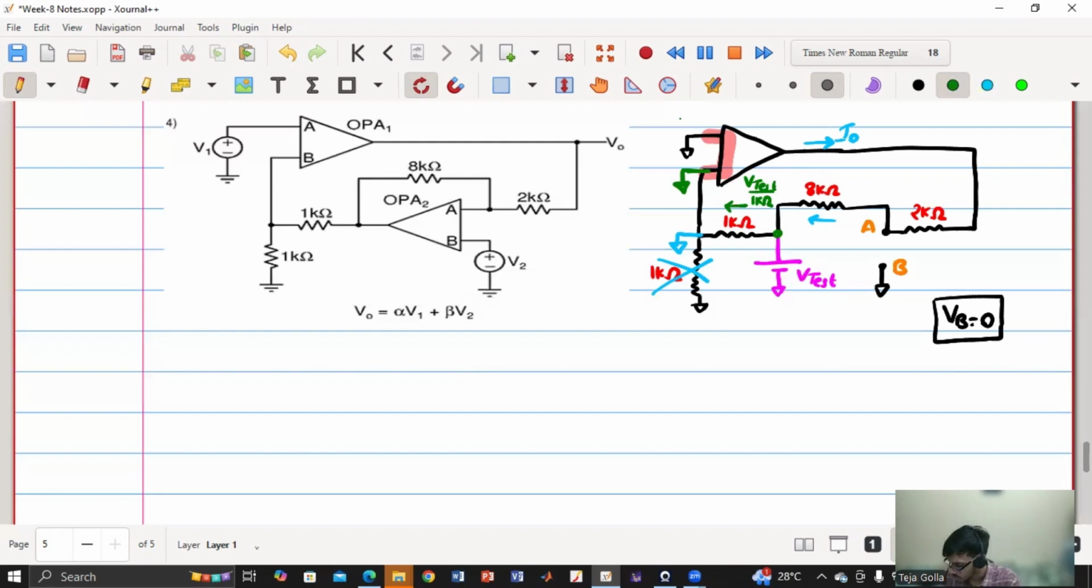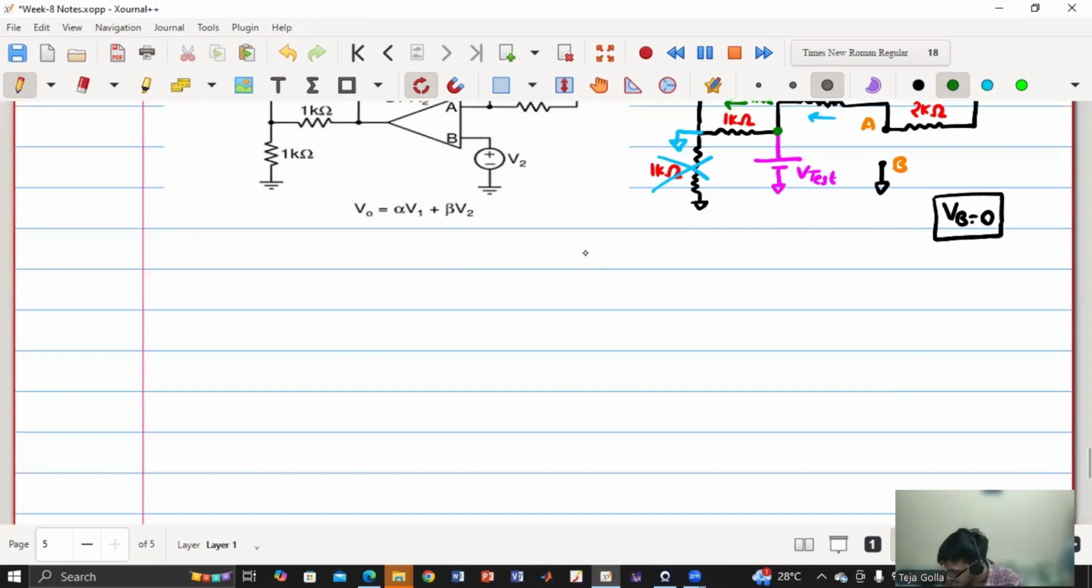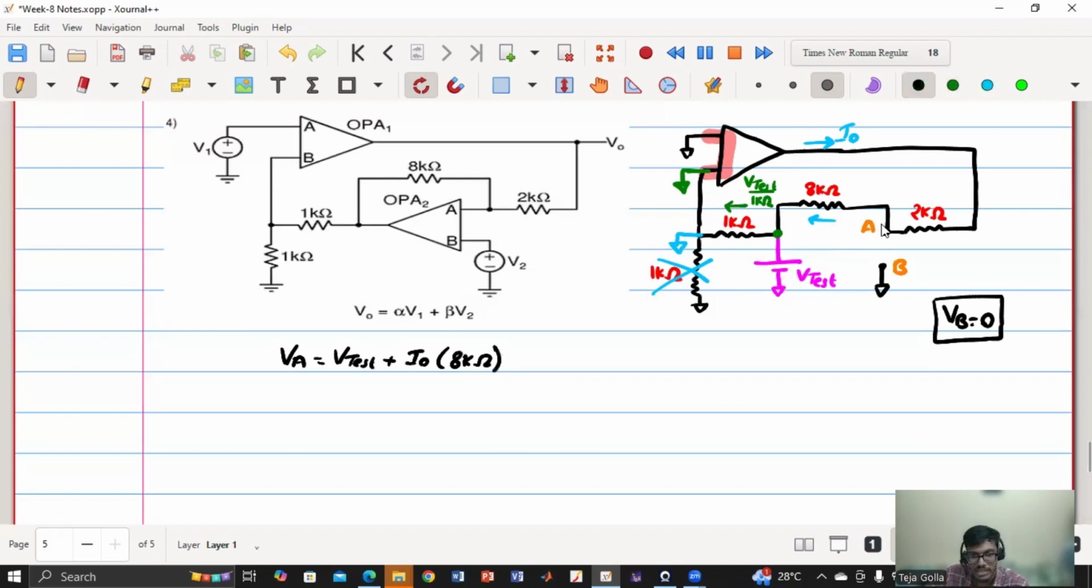Yes. So now I know that my VA in this case is V test plus some unknown current I naught into 8 kilo ohm. Right, because this is V test and VA is at a higher potential because current is flowing in this direction. So I need not know the exact value, but I can say this is positive because V test is positive and I naught is a positive current, because op-amp current will always be towards the load. It will not draw current from the output. That is something we have to consider here because it is always delivering the current.